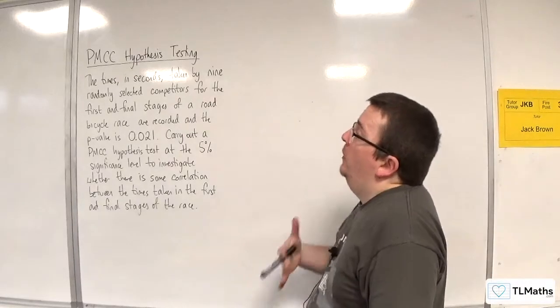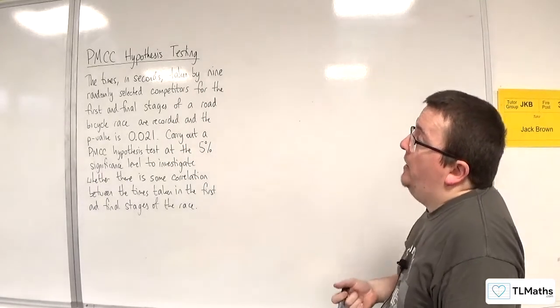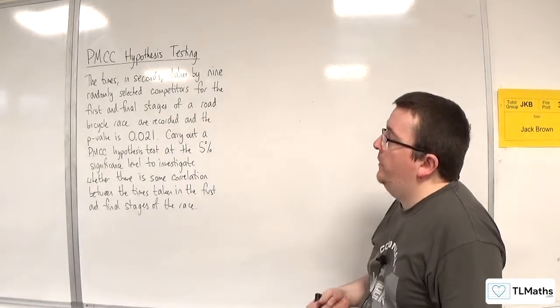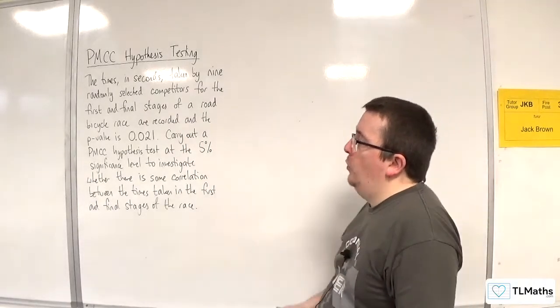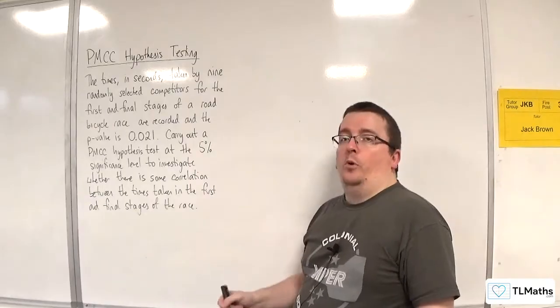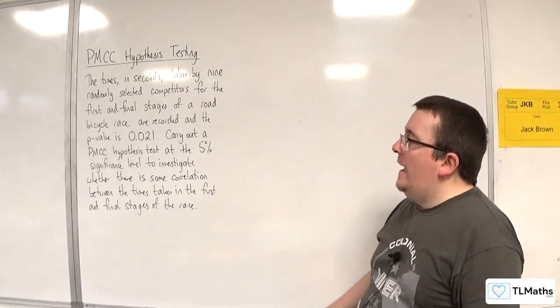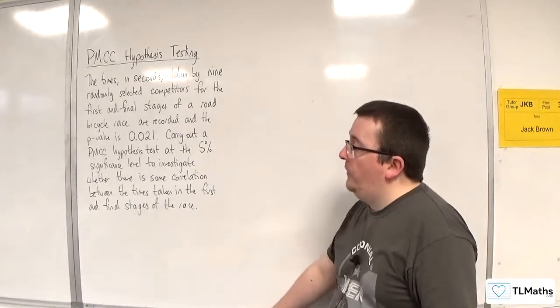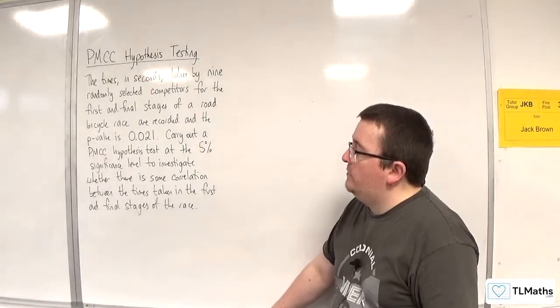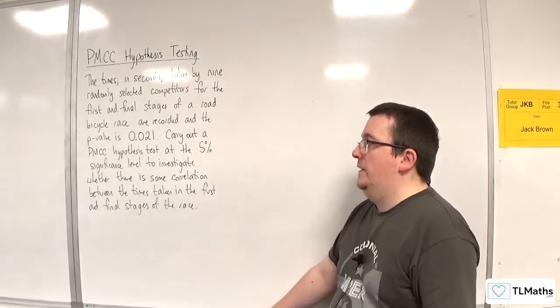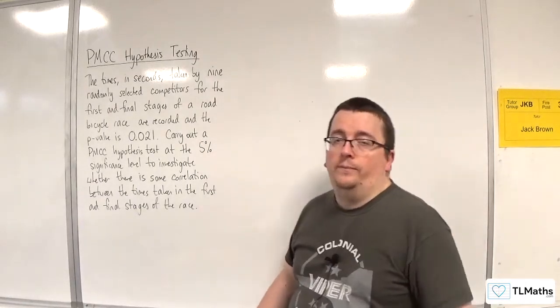In this video, we've got the times in seconds taken by 9 randomly selected competitors for the first and final stages of a road bicycle race are recorded and the p-value is 0.021. Carry out a PMCC hypothesis test at the 5% significance level to investigate whether there is some correlation between the times taken in the first and final stages of the race.